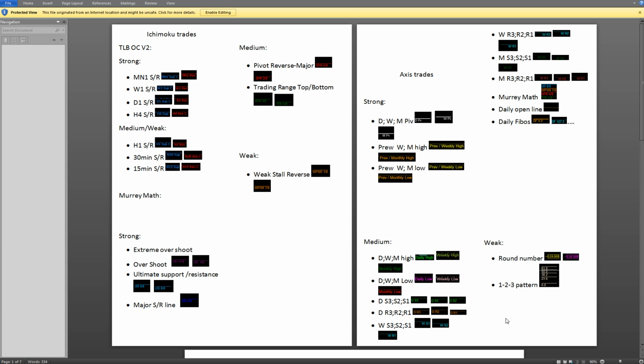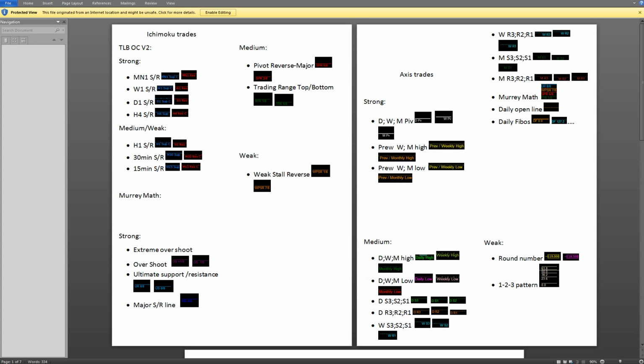I'm just looking through it real quick, so if I'm not talking, blow me off. Okay. Yeah, the Itchy one looks good. I'm looking at the Axis ones. Daily, weekly, monthly pivots. Yeah, strong daily, weekly, monthly pivots are awesome. Previous weekly high, previous monthly high, good.